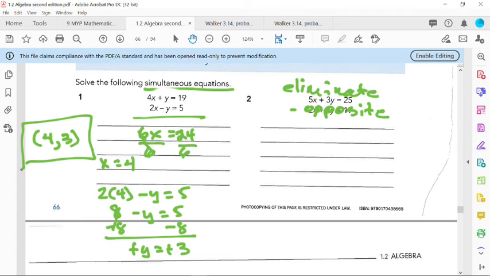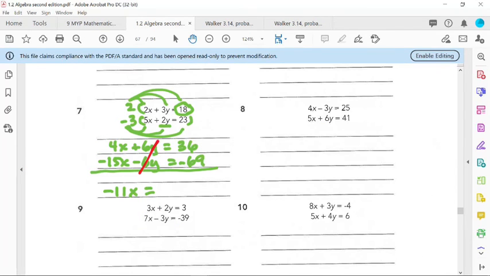It just means at the same time. It just means they both have a common solution. And that means I would be working with positives later, but it doesn't really matter. Okay, now, 36 minus 69 is negative what?